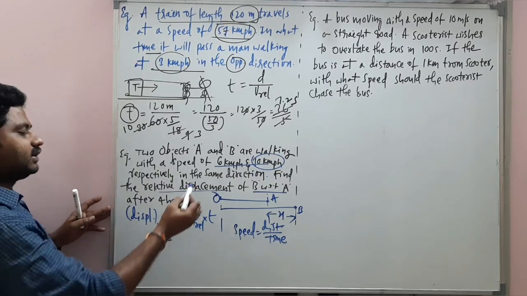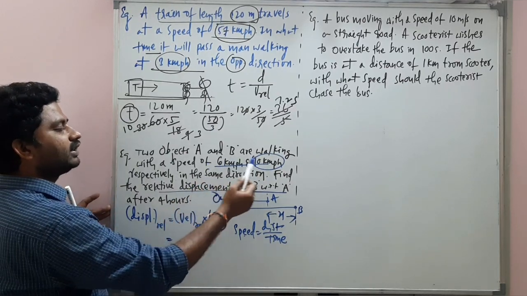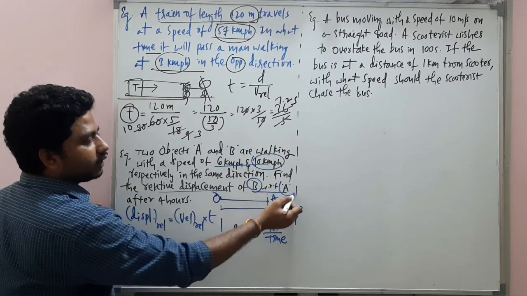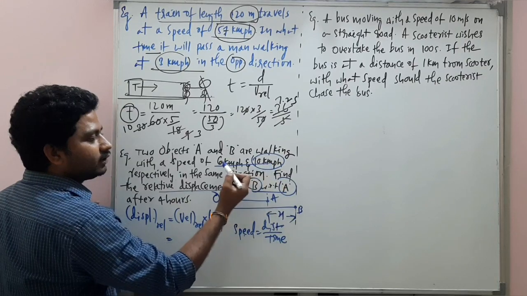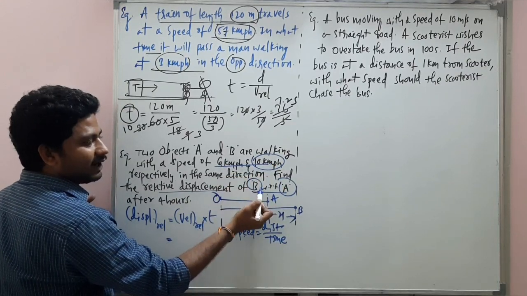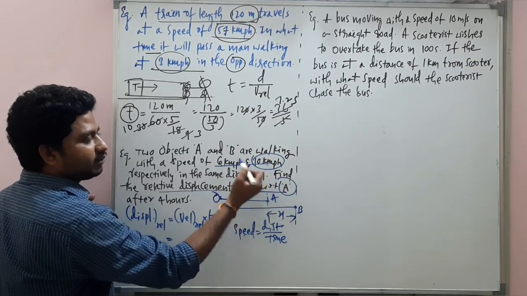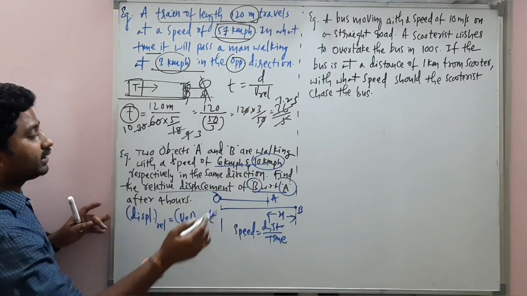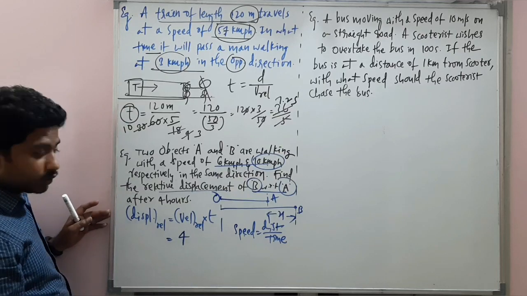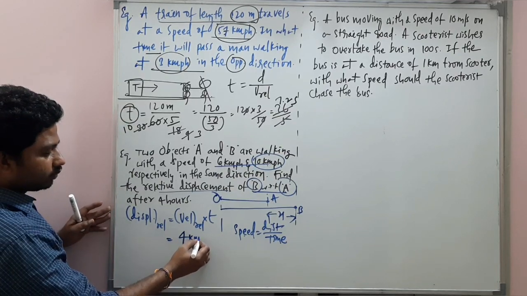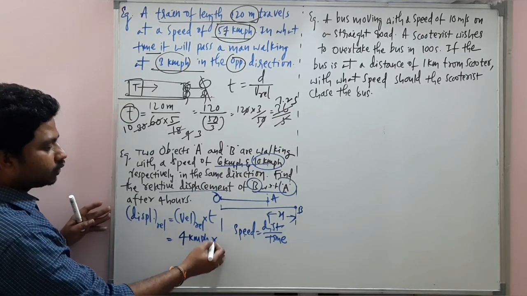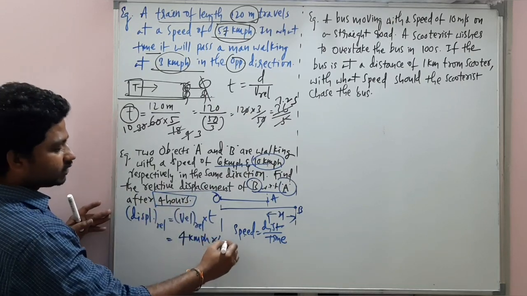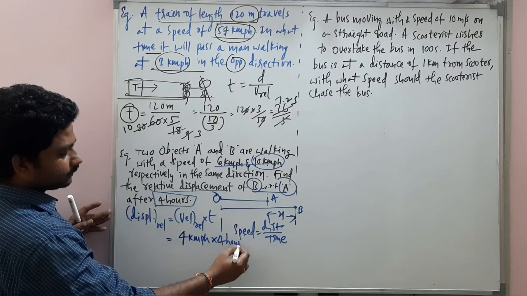What's the relative velocity here? Both are moving in the same direction. Relative velocity of B with respect to A: B is 10, A is 6. Relative velocity of B with respect to A is 10 minus 6, it is 4. You should understand one important thing, it is kilometers per hour. So it is 4 kilometers per hour into time. Time is given here as 4 hours.